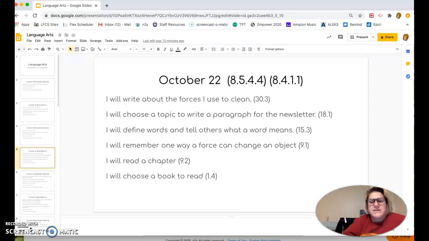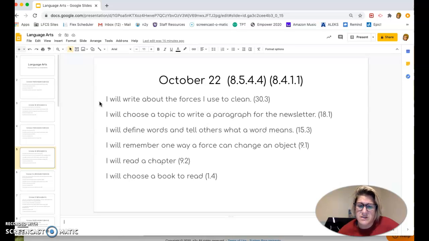Okay, here we go. Expectations for October 22nd for language arts. I will write about the forces I use to clean. So that'll be a journal activity. I'll talk to you about that. I will choose a topic to write a paragraph for the newsletter. So we're also going to talk about writing a newsletter so that our family knows what we've been learning about.